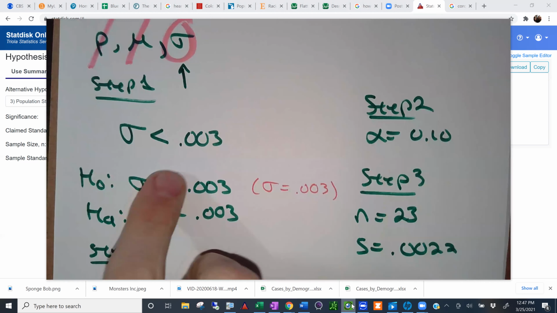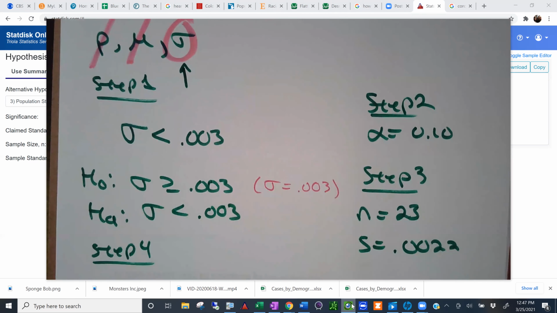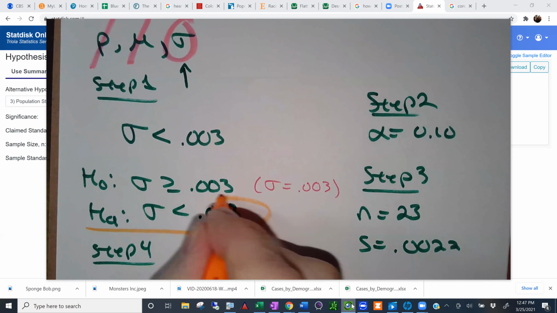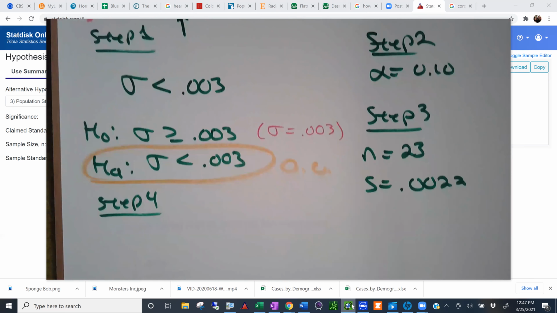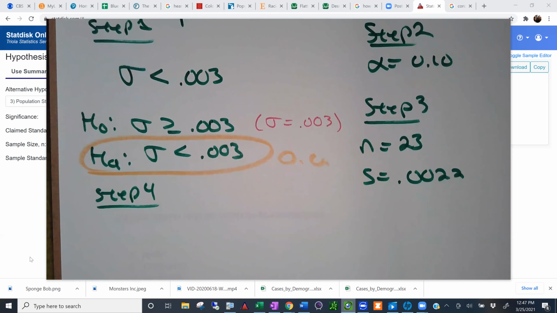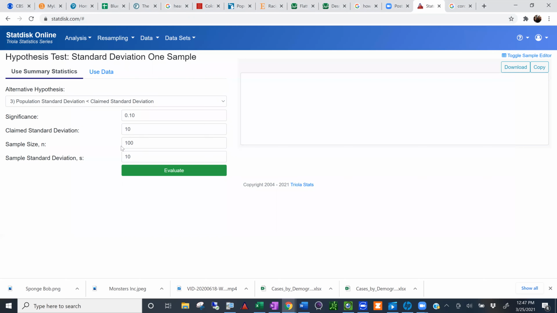The claimed standard deviation is something that comes from your null hypothesis. So here was our original claim. In fact, I should probably circle that. We're going to need to refer back to that as our original claim. But what you should get out of that, from your null hypothesis, is the claimed standard deviation, which is 0.003 of an inch. It's really small. The sample size was 23. The sample standard deviation was 0.0022. And bam.